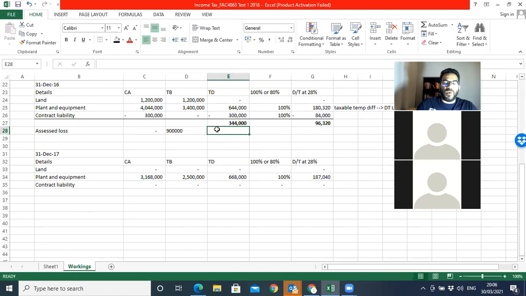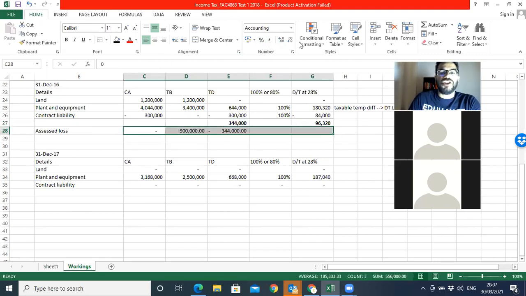Okay, so what do we expect our temporary difference to be? We expect our temporary difference to be 900,000, but they told us that we correctly treated it by only including 344. So therefore, I'm going to change this, and I'm only going to include 344. They told us they correctly included 344, and that's why I can just plug in 344, because they said last year they recognized an assessed loss of only 344,000 Rand, which was done correctly. So we know this is correct.